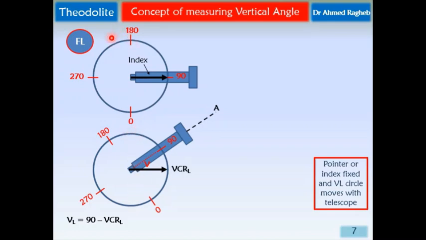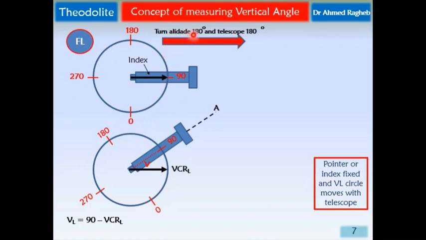Let's rotate from face left to face right. How do we rotate from face left to face right? If you want to get the vertical circle from your left to your right, then you will have to rotate the alidade 180 degrees, then rotate the telescope 180 degrees. So the alidade will rotate 180 and the telescope will rotate 180 degrees.